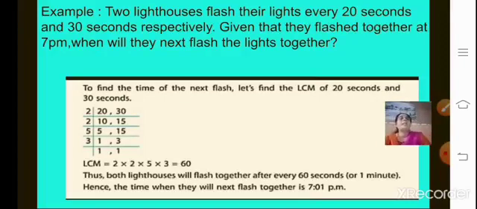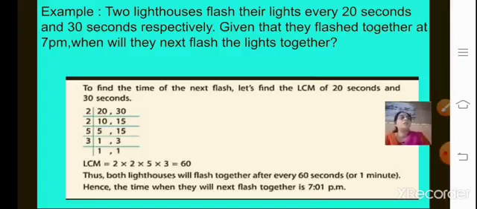Now let us see an example. Two lighthouses flash their lights every 20 seconds and 30 seconds respectively. That means the action is occurring, that is, it is repeated. The flash of lights is repeated. Given that they flashed together at 7 p.m. When will they next flash the lights together?